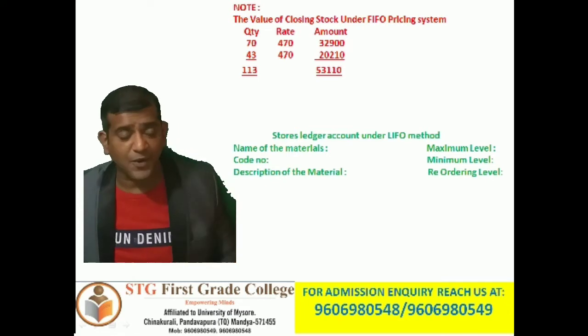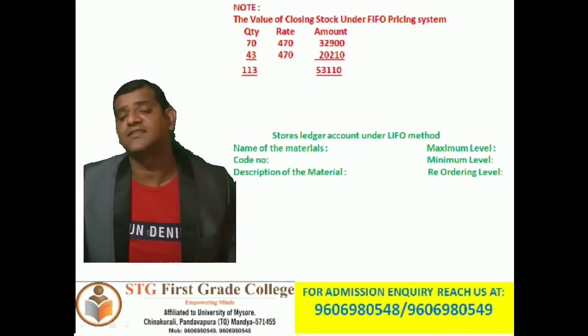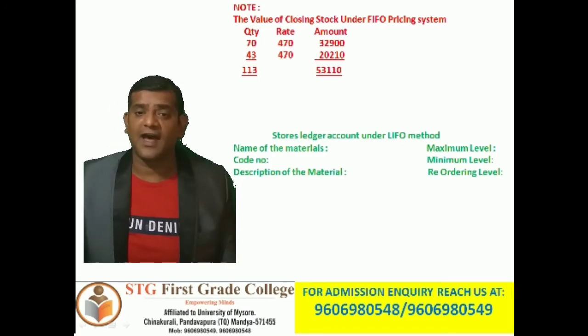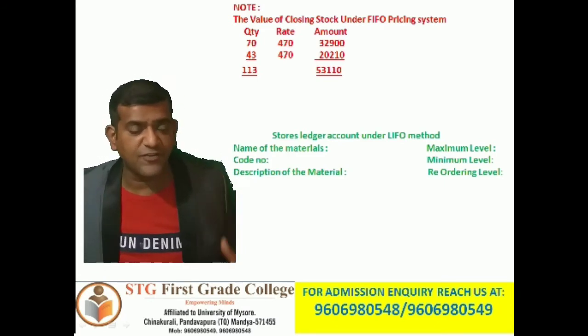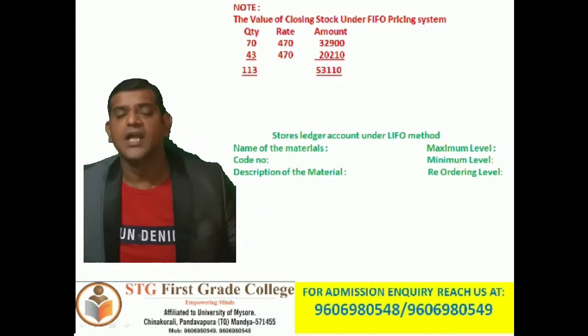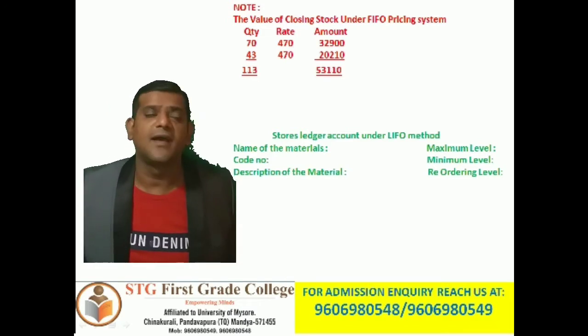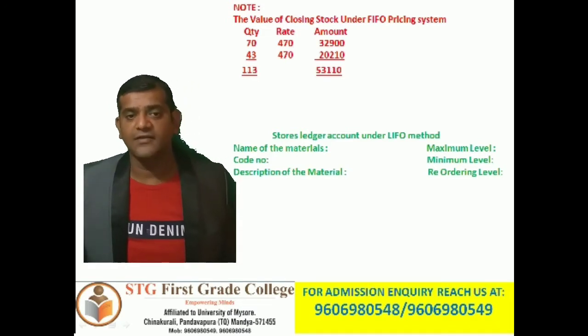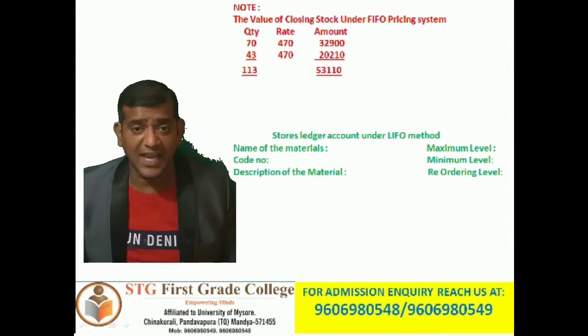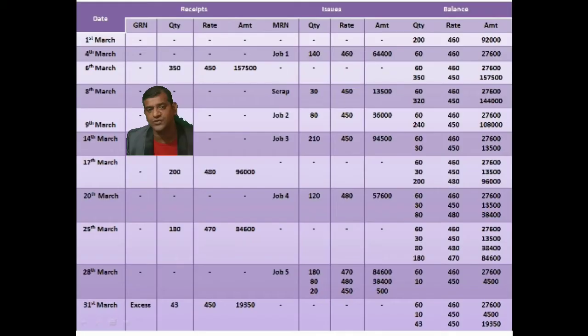So next we are moving on to the stores ledger account under the last in first out method. Since in this problem he has asked us to prepare in both the methodologies, that is first in first out and last in first out. So name of the material, code number, description of the material, and on the right hand side maximum level, minimum level, and reorder level.